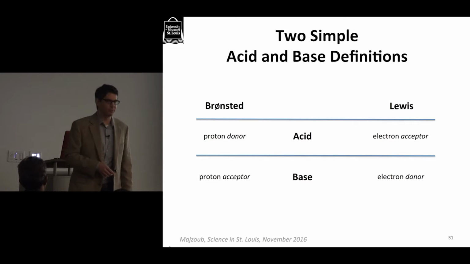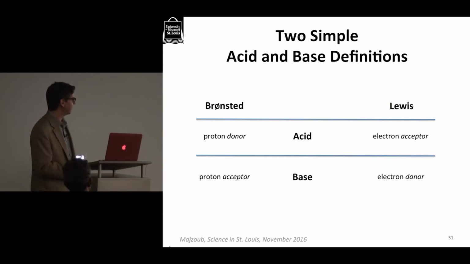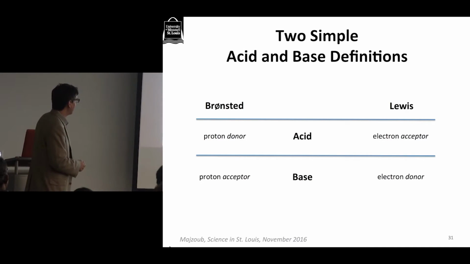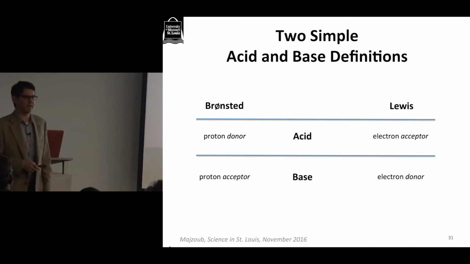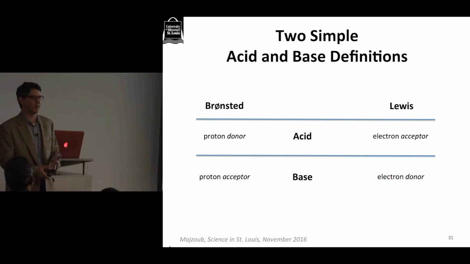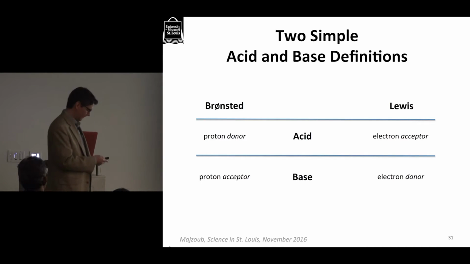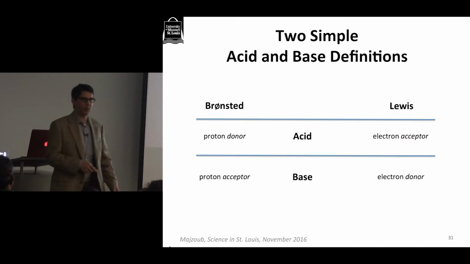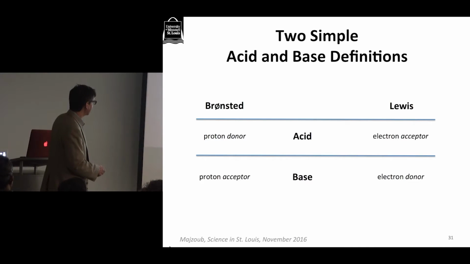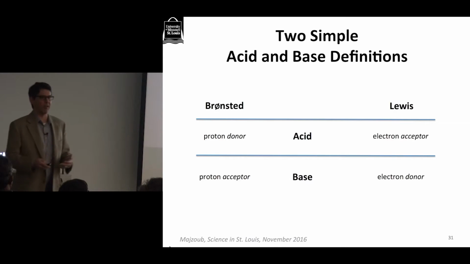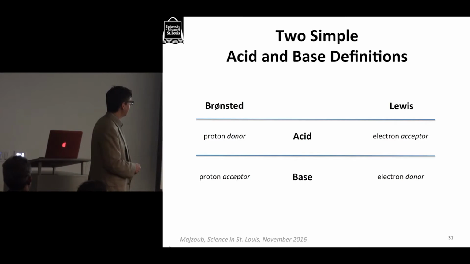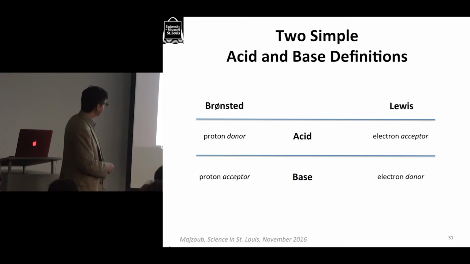So let me give you a very simple description of the two common notions of acids and bases. Many of you are probably familiar with the Bronsted acid. Hydrochloric acid, sulfuric acid, these kinds of acids are very obviously proton donors. And so proton donors are Bronsted acids and proton acceptors are Bronsted bases. The notion of acids and bases was generalized somewhat by a guy named Lewis. And he said that an acid is an electron acceptor.